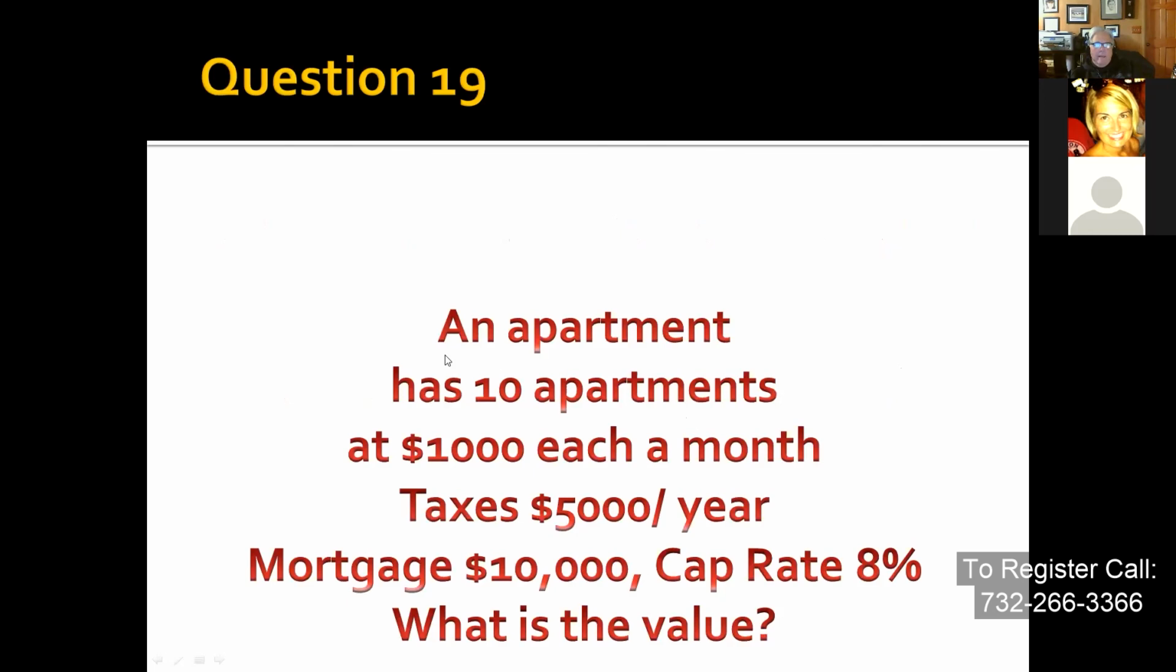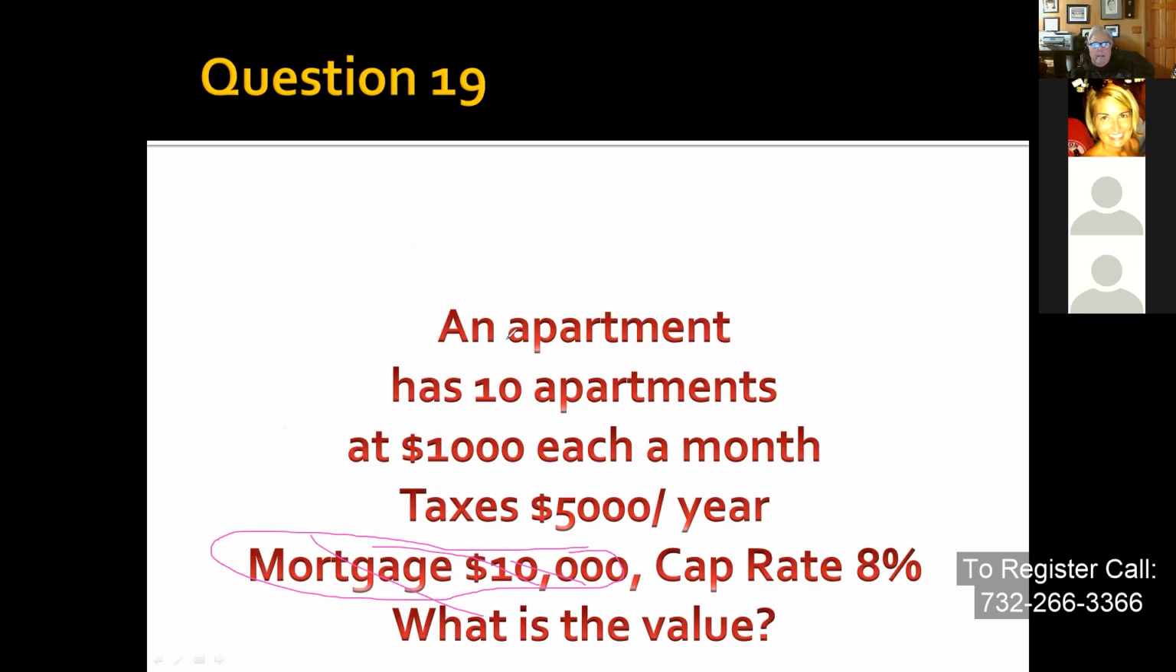This is a value by income problem. An apartment building has 10 apartments. Each is $1,000 a month. Taxes are $5,000 a year. The mortgage is $10,000 a year. The cap rate is 8%. What's the value? The trick on this question is you do not use debt service in this calculation. So we're not going to worry about what the mortgage is in value by income. Value by income is net operating income divided by the cap rate.